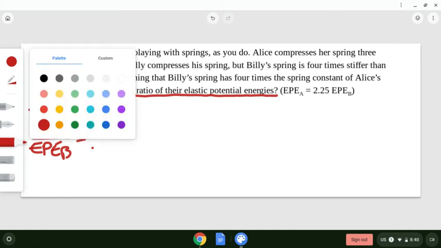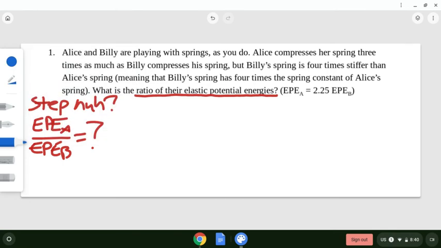So my recommendation when you do one of these is to make a list of the things that you know. So what things do we know? We know that Alice compresses her spring 3 times as much as Billy's spring. So Alice compresses her spring 3 times as much as Billy compresses his spring. So what does that mean?